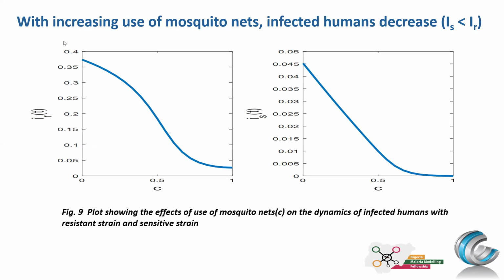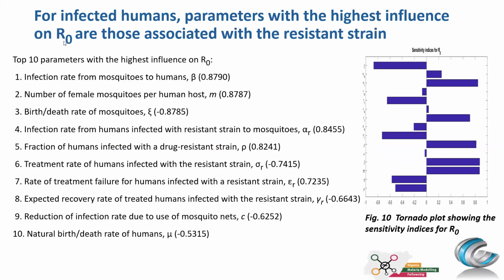Then again, we are seeing the plots of the effects of the use of mosquito nets on the dynamics of infected humans with the resistant strain on the left and the sensitive strain on the right. So we can see that with increasing use of mosquito nets, the infected human population decreases, and we are seeing more decrease among those who are infected with the sensitive strain than those who are infected with the resistant strain.